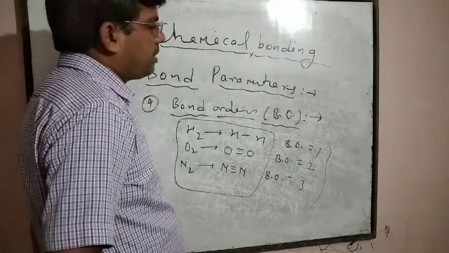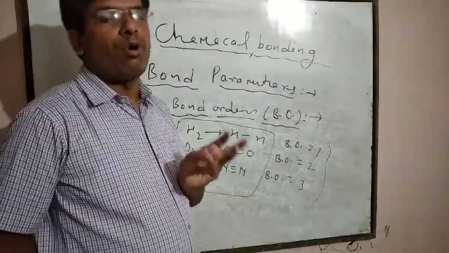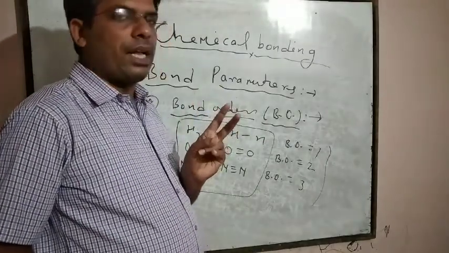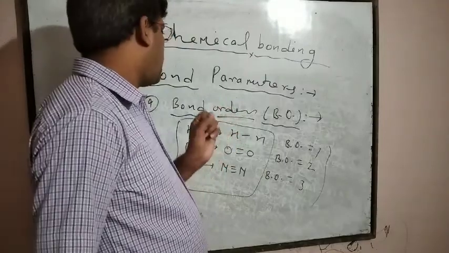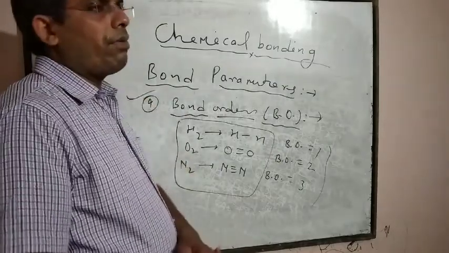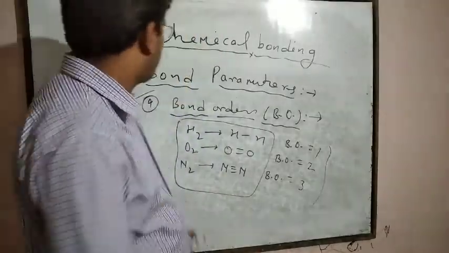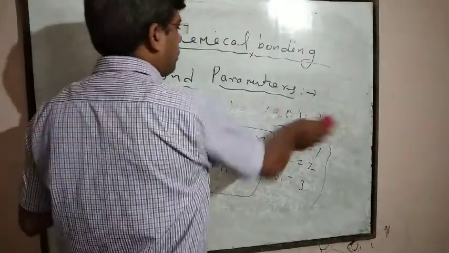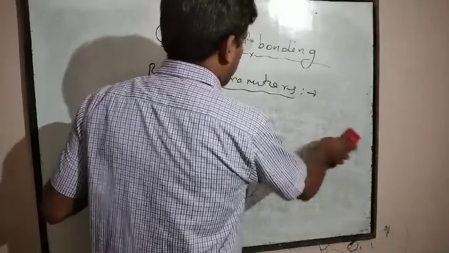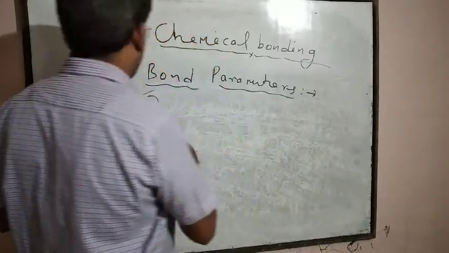These are the bond parameters we have already discussed: the first one is bond length, the second one is bond angle, the third one is bond energy, and the fourth one is bond order. Now we will discuss the most important thing, that is resonance.